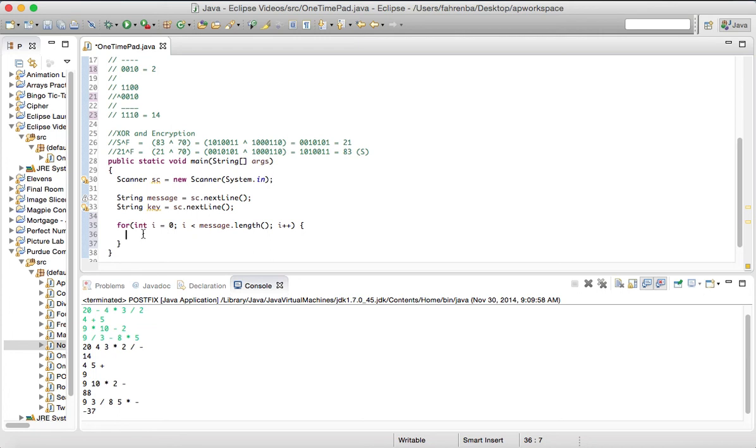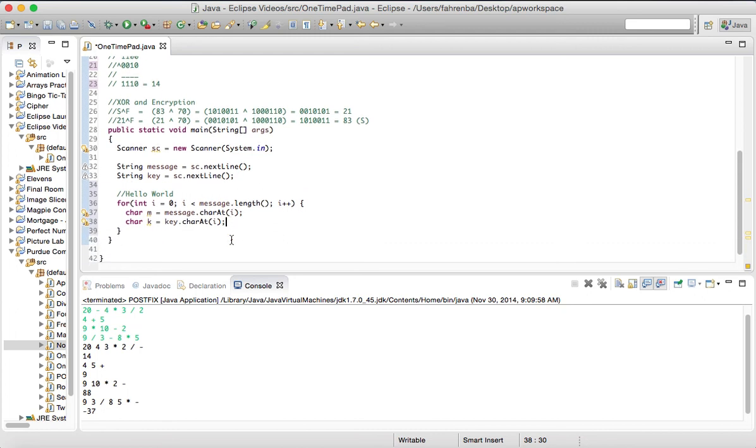But assuming the key is as long as the message, I am now going to get the character in the message at position i. And we don't use this command ever, but the charAt command gives you the character at a given position in the string. So if your message was, and this is of course not what it is, but let's say it's hello world, then message.charAt(0) would give you the capital H. message.charAt(1) would give you the lowercase e. And then if I do key.charAt(i), that's going to give me the corresponding character in the key.